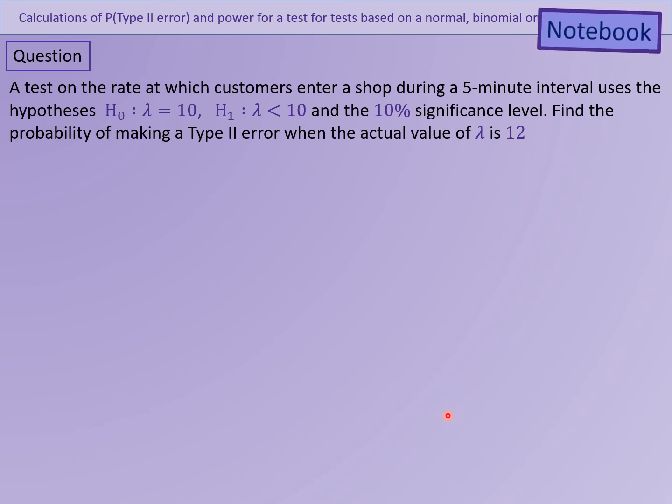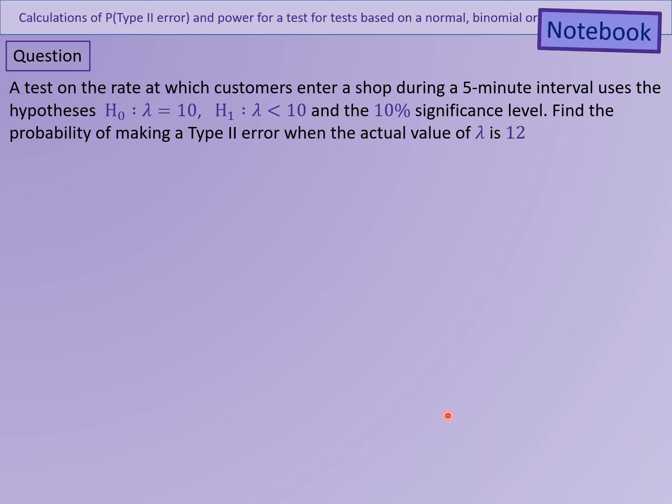A test at the rate of which customers enter the shop during a 5-minute interval uses a hypothesis where the mean is 10 and the alternative hypothesis is less than 10. There is a 10% significance level. Find the probability of making a type 2 error when the actual value of that lambda is actually 12.